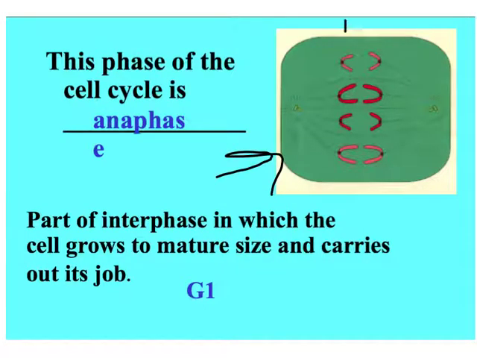We know that because our chromosomes are being pulled to the opposite sides. Our sister chromatids are being separated by the spindle fibers. All right, part of interphase, in which the cell grows to mature size and carries out its job, that is G1 phase. This is the first phase of a cell cycle. The cell is growing, doing its metabolic processes. This is the longest part of the cell cycle that it's going to spend its time in.